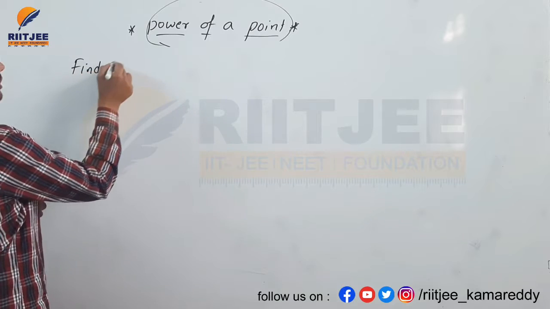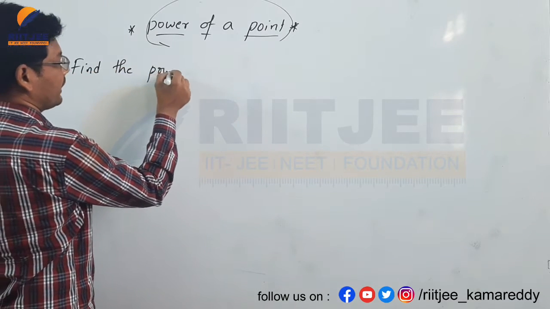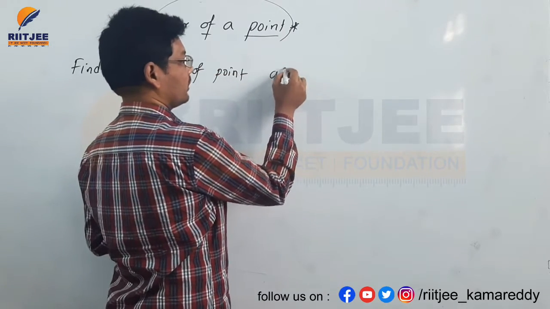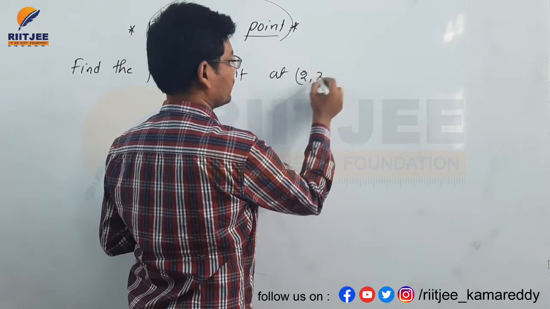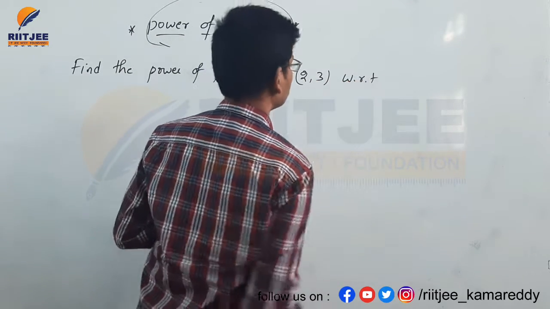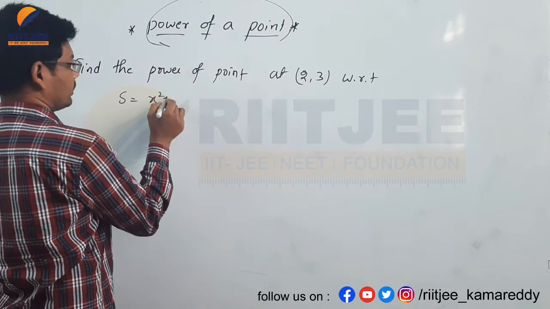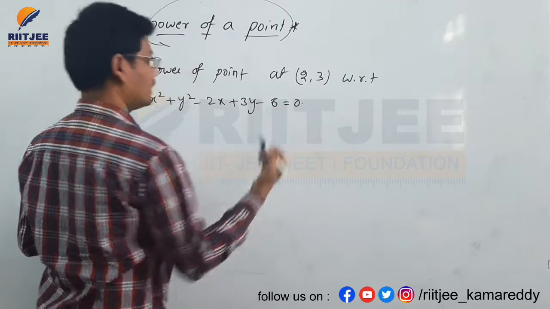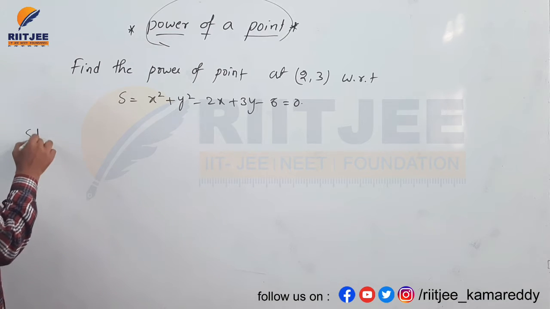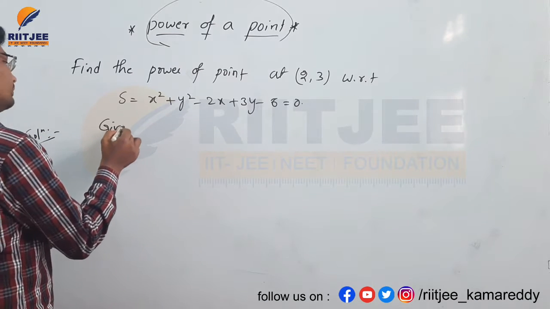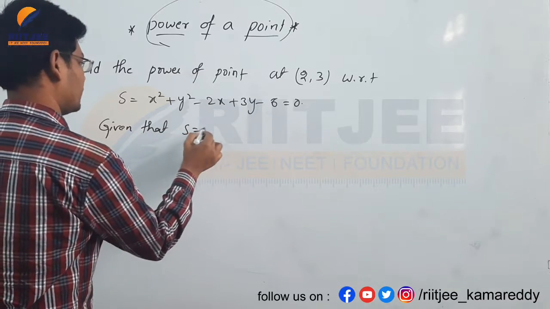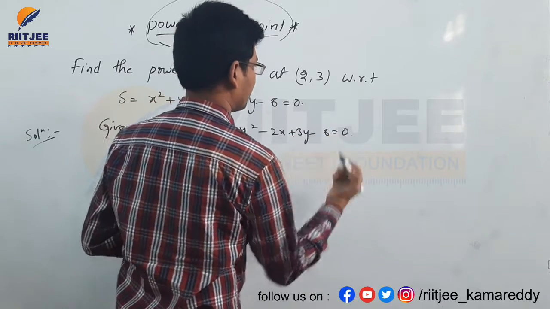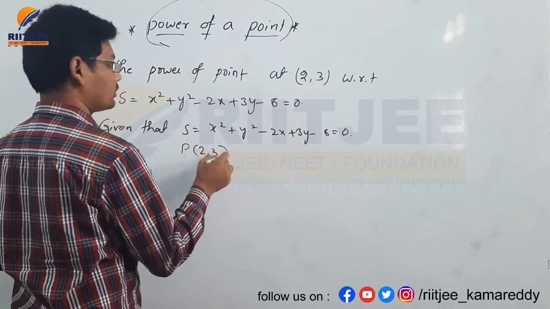Find the power of the point (2, 3) with respect to S = x² + y² − 2x + 3y − 6 = 0. This is a circle equation. The solution: given that S = x² + y² − 2x + 3y − 6 = 0 is a circle equation, and P(x, y) is (2, 3).